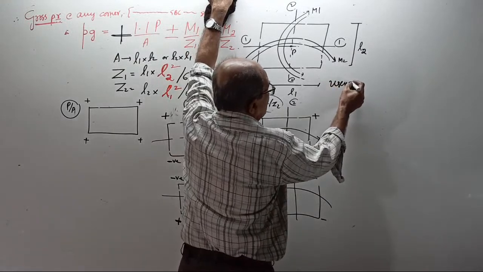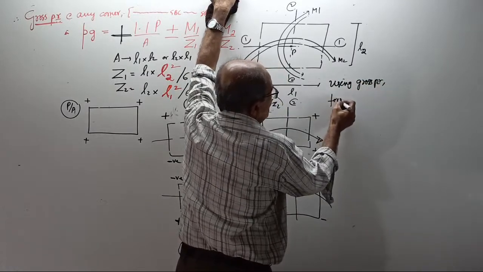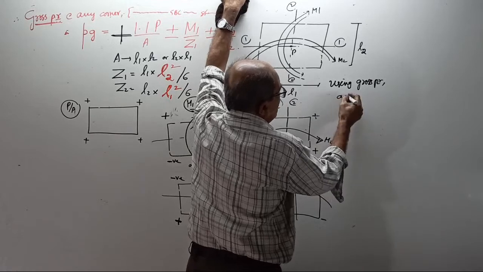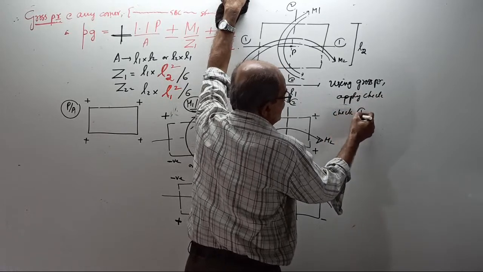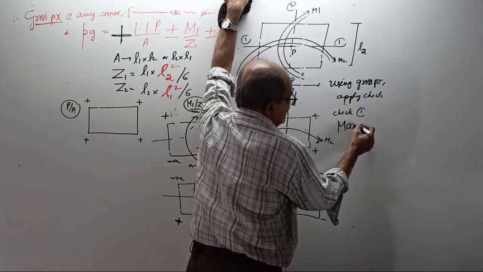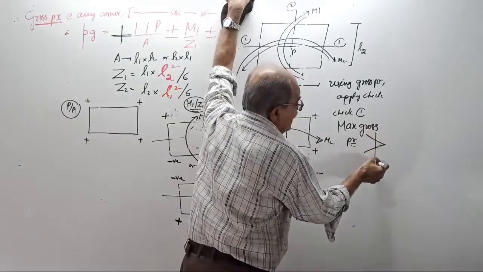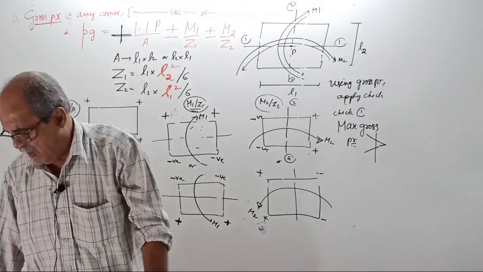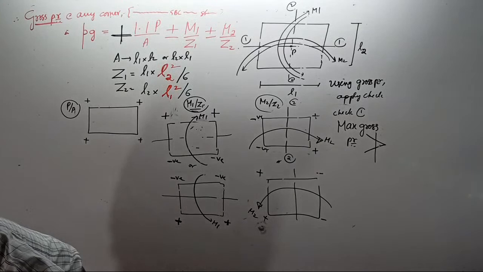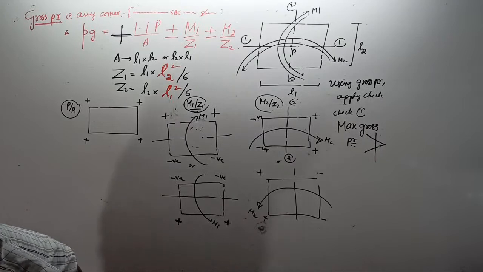Using gross pressure, first, apply the check. Check number 1: maximum gross pressure should not exceed what value? Tell me. Maximum gross pressure should not exceed what? Quickly. Maximum gross pressure should not exceed.